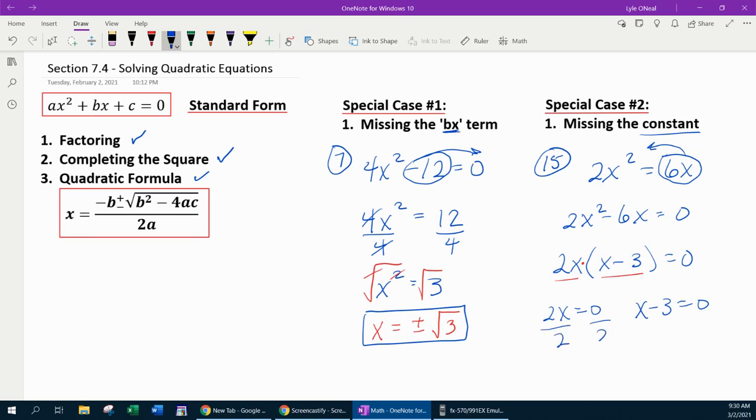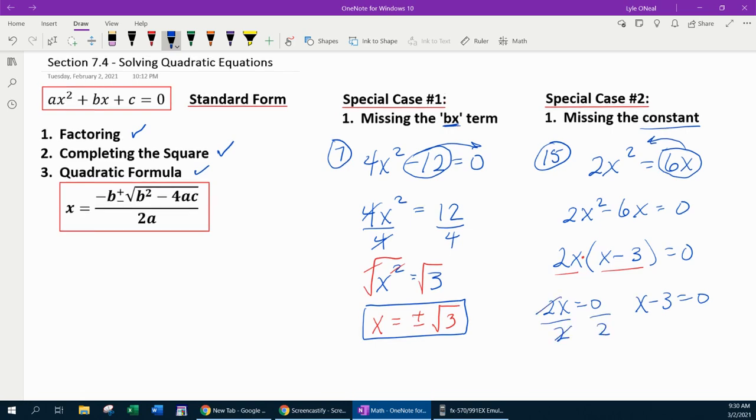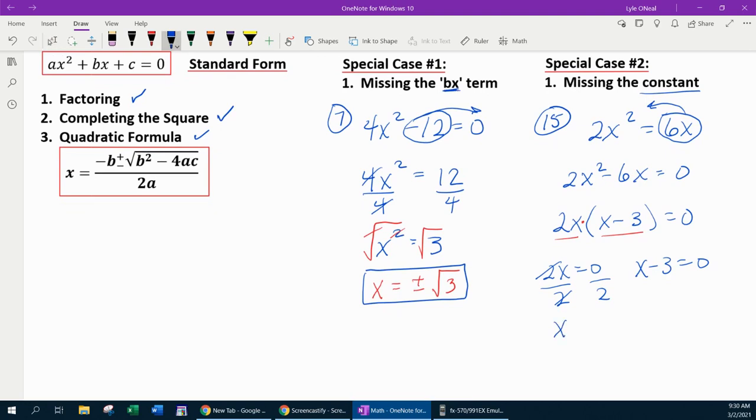First, dividing both sides by 2 is going to give us x equals 0. And if I move the minus 3 over, that's going to give us x equals 3. And we're done. Remember I said every quadratic has two solutions. So those are the two solutions for that quadratic equation. And that does it for the special cases. Now we're going to move on to factoring.